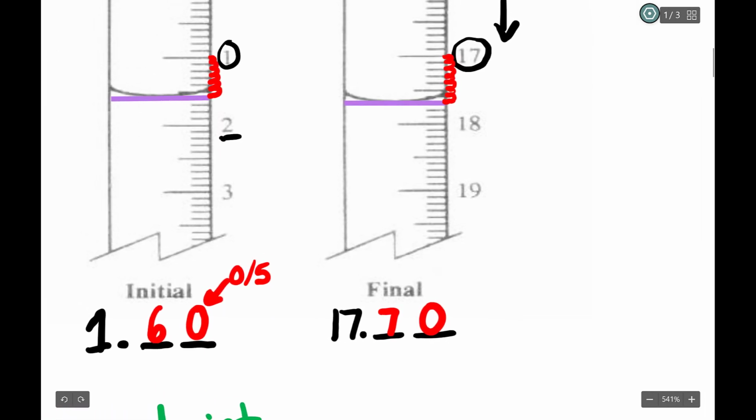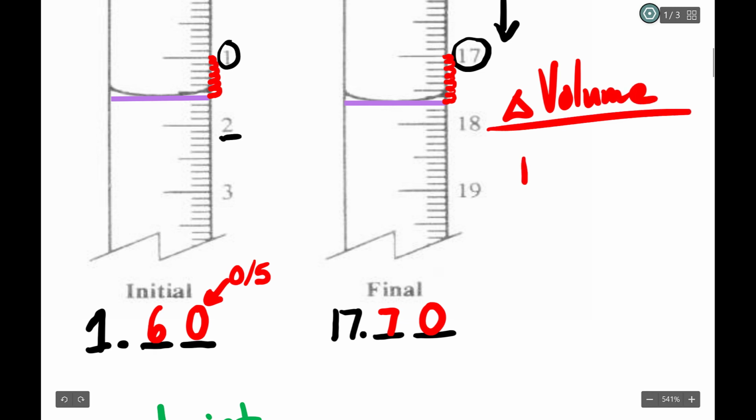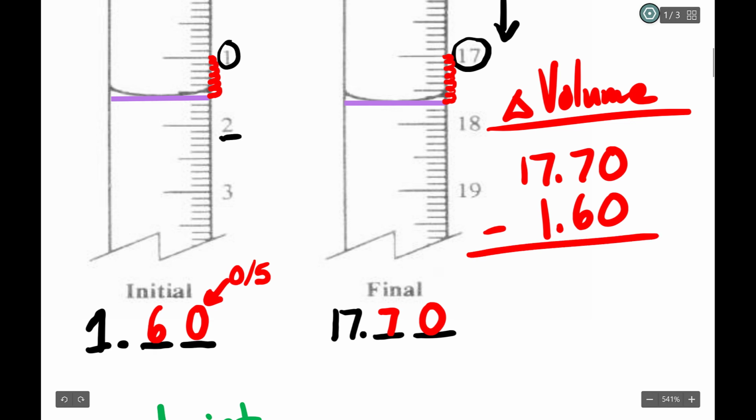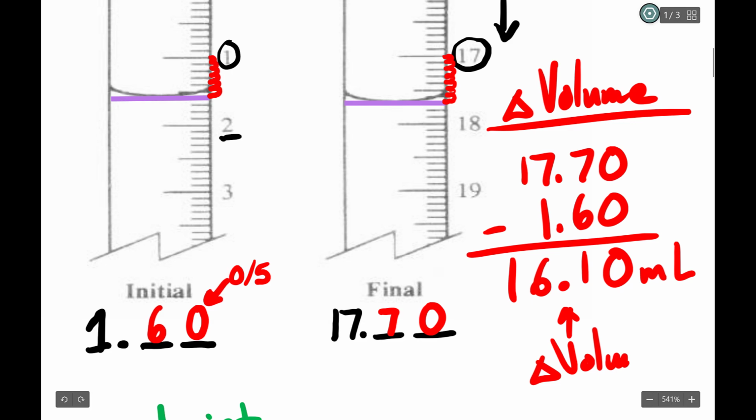So then if I want to figure out my change in volume, I would take my final volume, 17.70, and subtract away from it 1.60. And so we get 16.10, and this would be in milliliters. So that would be my change in volume for this specific trial.